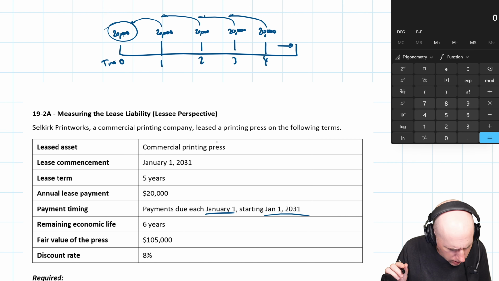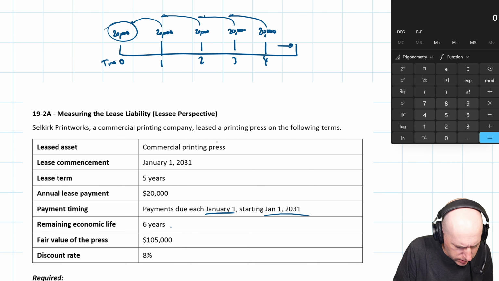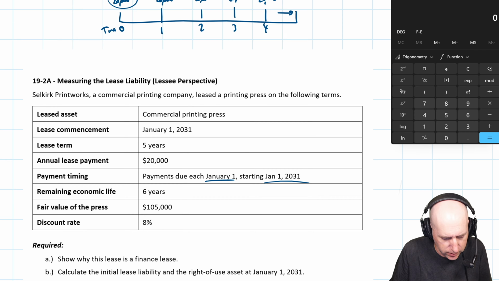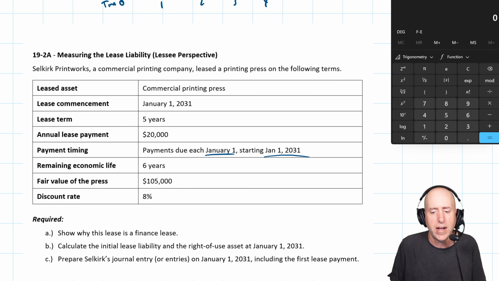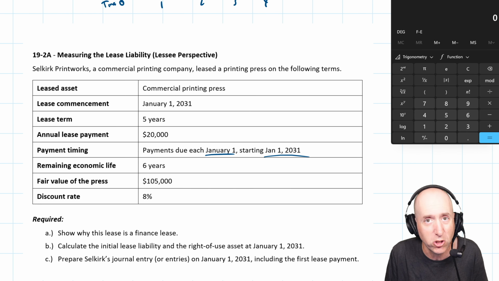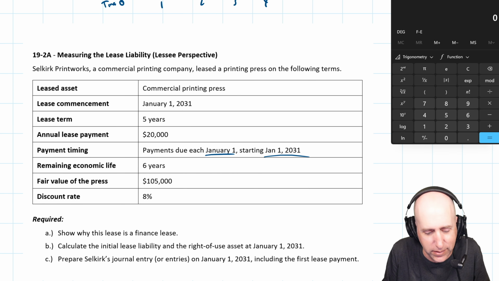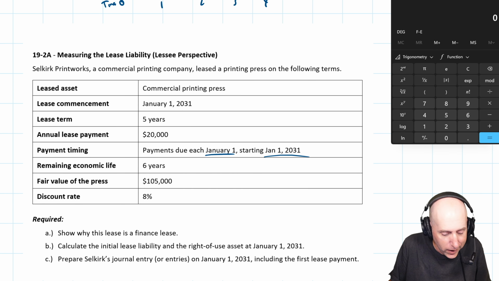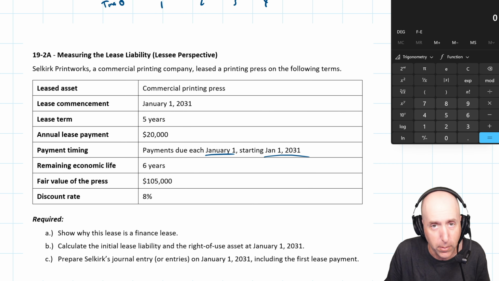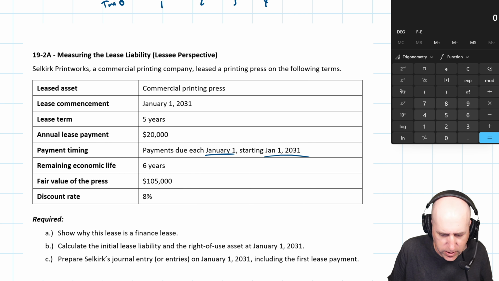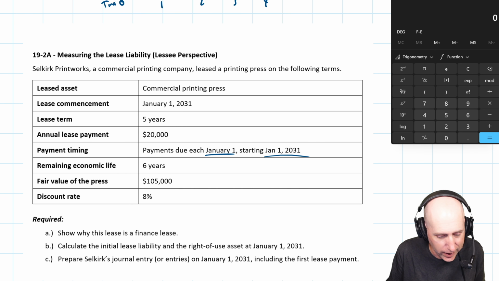Okay. The remaining life is 6 years. The fair value of the press is 105 and the discount rate is 8%. Okay, so show why this is a finance lease. First question is, did title transfer? And it's certainly unclear here. So in the absence of information, we're going to say no. Step 2, is there a bargain purchase option? They don't discuss anything. So again, we're going to say no to that.